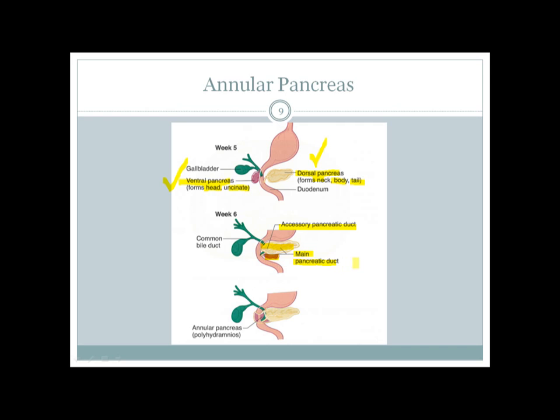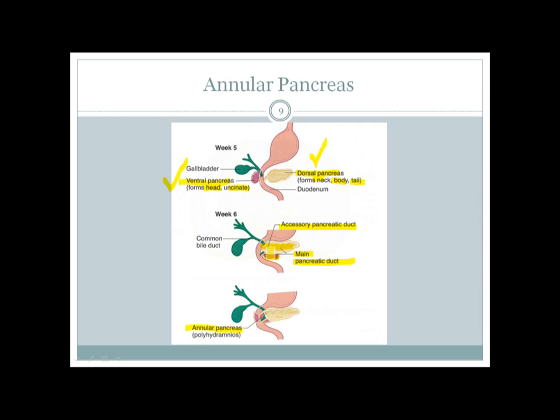And you can also remember that the main pancreatic duct opens into the second part of the duodenum at the major duodenal papilla, and the accessory pancreatic duct opens into the second part of the duodenum through the minor duodenal papilla. And whenever there is a problem of fusion between the ventral pancreas and dorsal pancreas, there will be something called an annular pancreas.